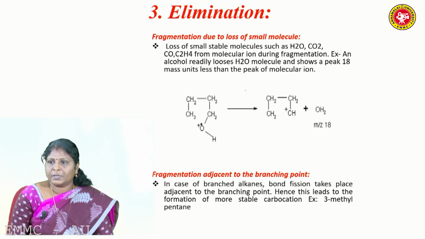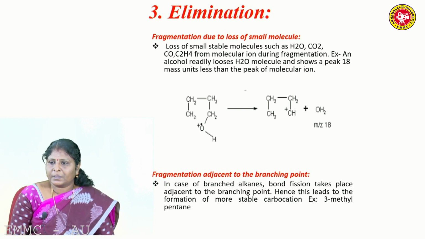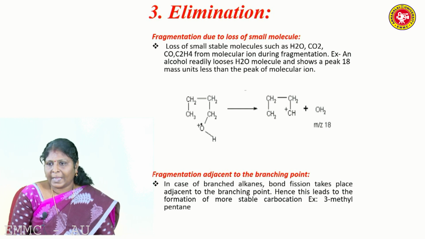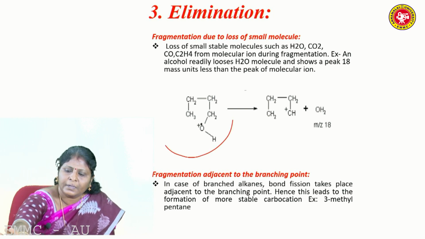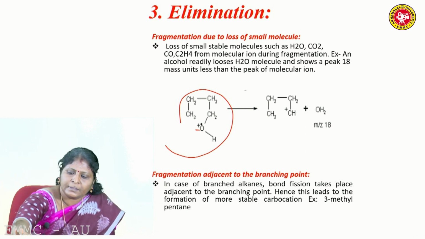The next one is elimination. Under heterolytic fission, we discussed n-butyl chloride. In the case of n-butyl chloride, Cl elimination as a radical is not possible. So in that case, one hydrogen atom from the last carbon and the chlorine from the first carbon, the two are eliminated, thereby a cyclobutyl cation will be produced. In this example, what is given here is butanol. After the formation of the molecular ion, see here, it is a cation radical.